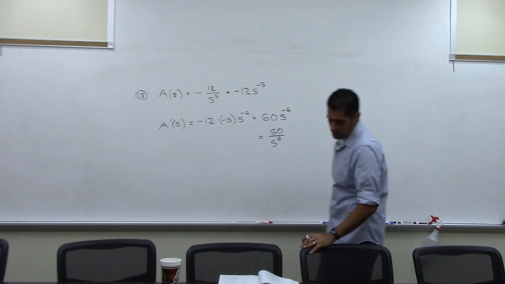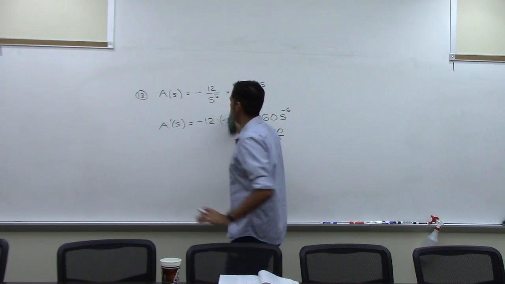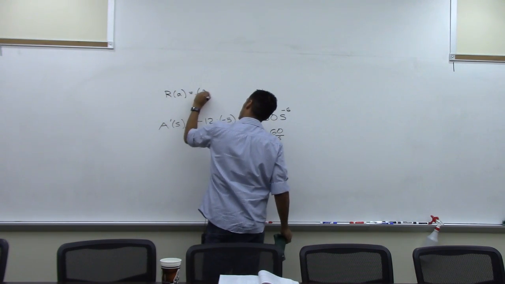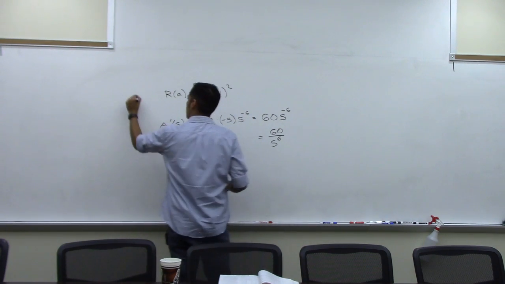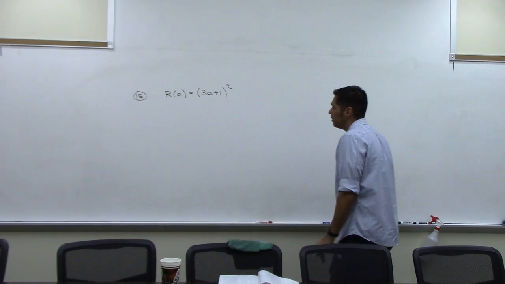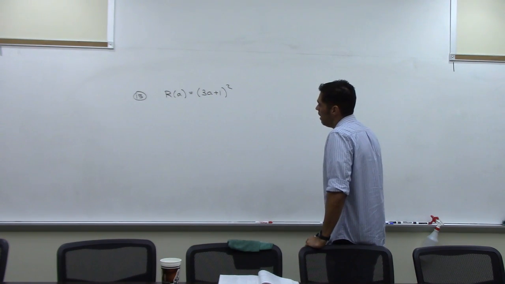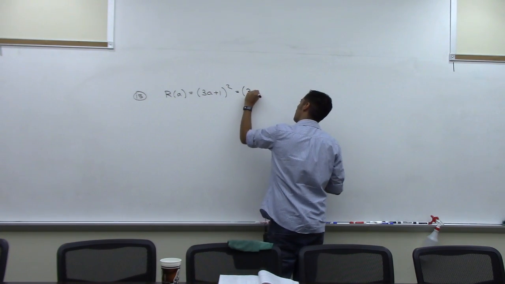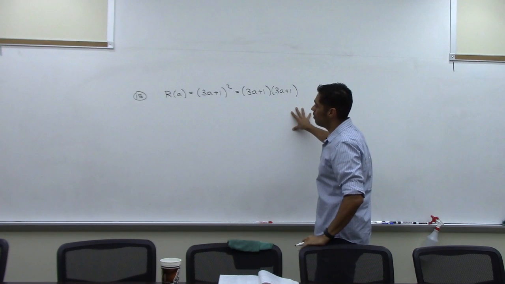All right, number 15. Capital R of A equals 3a plus 1 squared. This is number 15. So here, what I'm going to do is realize that I actually have a product here of two things. So this squared is the same as 3a plus 1 times 3a plus 1. Now we have to do it this way. Later on we'll have a shorter way of doing it.